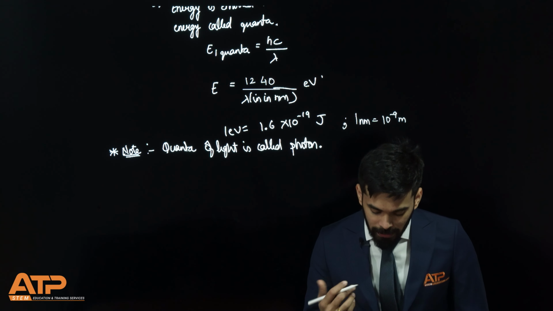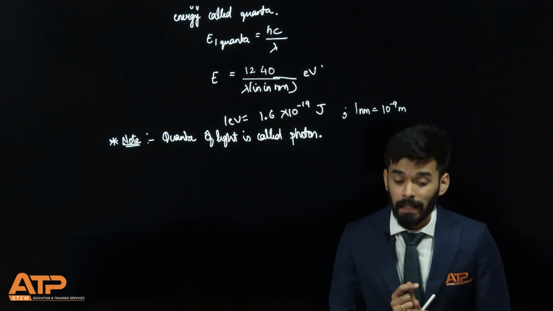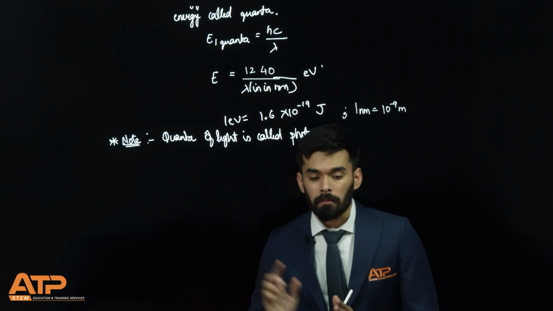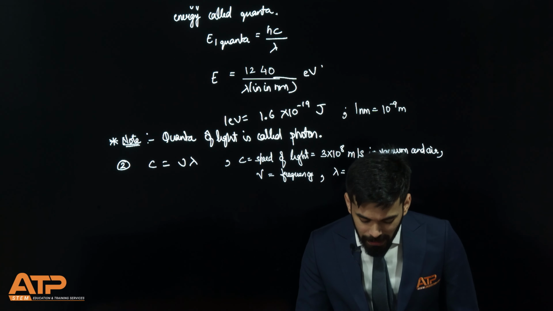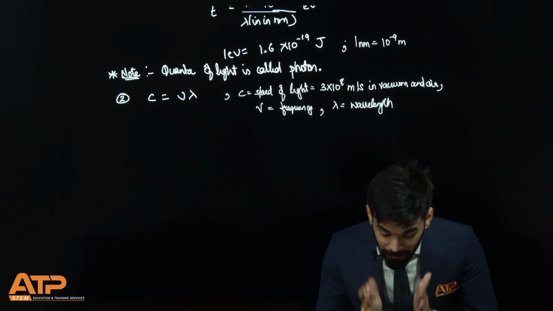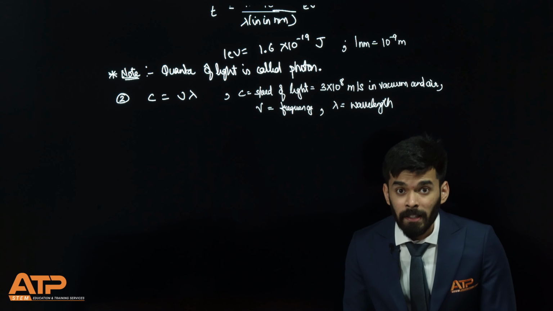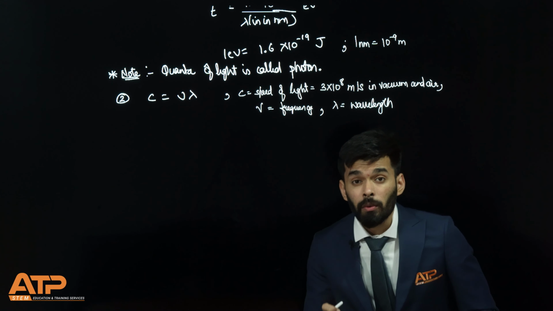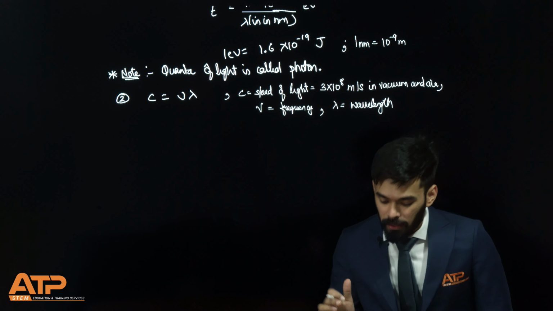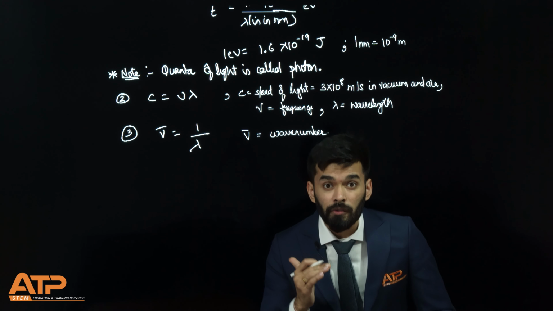Let's move ahead to the next concept. Before doing that, please keep one thing in mind. Quanta of light was called photon by him. Alright, let's move ahead. Speed of light is equal to wavelength multiplied by frequency of light. So c is the speed of light, nu is the frequency, and lambda is wavelength. And wave number is equal to 1 upon wavelength.